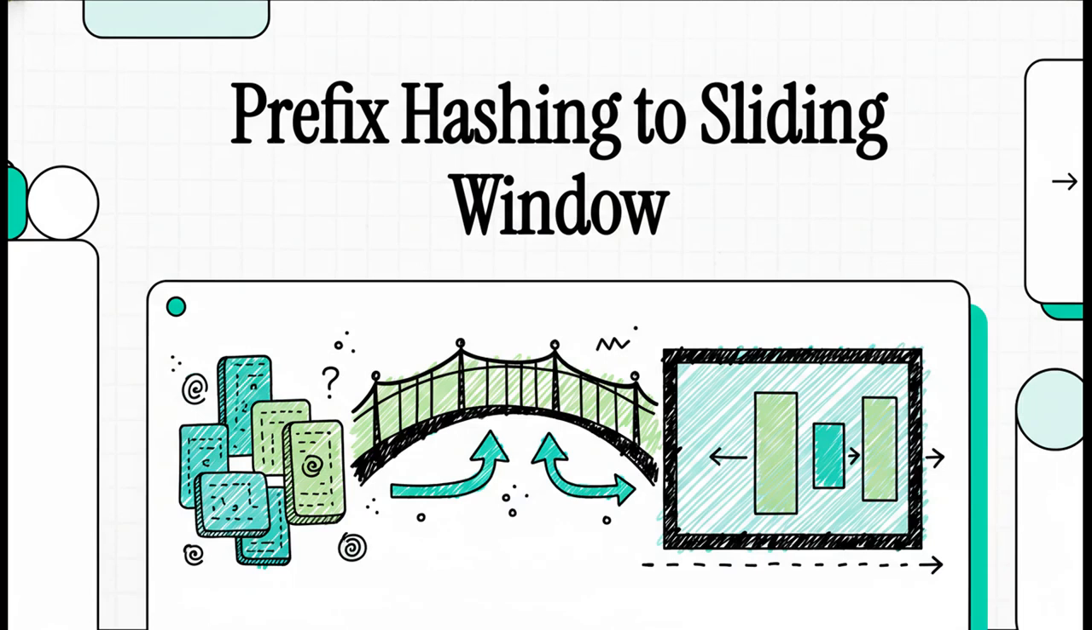All right, let's dive right in. Today, we're going to build a conceptual bridge between two really powerful techniques you'll see all the time for array and string problems, prefix hashing and the sliding window. We're going to figure out why one can sometimes be a clever shortcut for the other, and more importantly, how you can spot when it's time to make that leap.